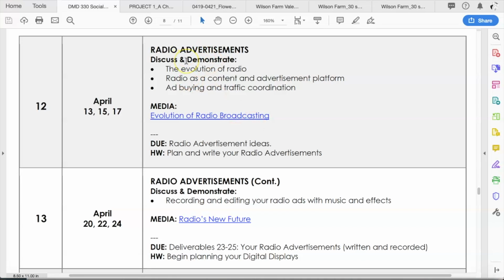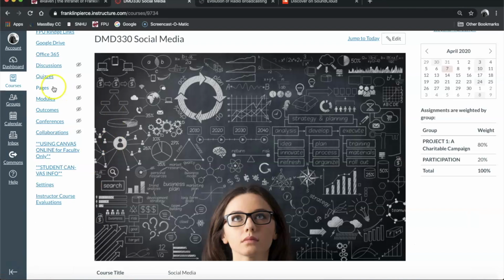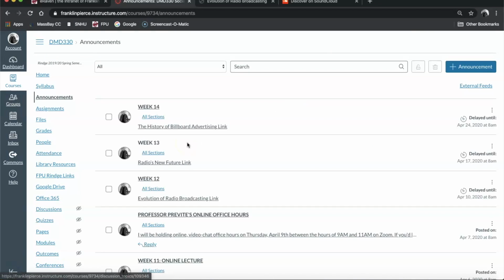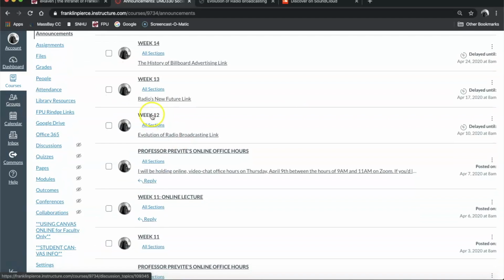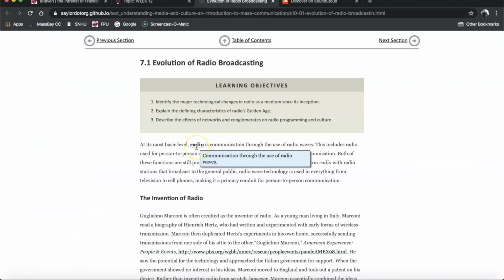So let's take a look at some pre-reading. The evolution of radio is a handout that you can find in announcements. If you go to announcements and go down to week 12, you'll see that there's an evolution of radio broadcast announcement, which will take you right to this reading here. So this is your textbook reading for the week. So read this first before you get rolling on actually building your radio ads.